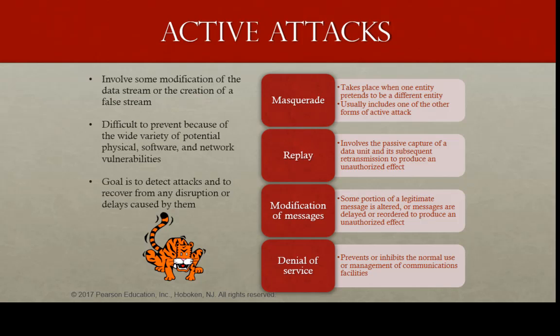Active attacks present the opposite characteristics of passive attacks. Whereas passive attacks are difficult to detect, measures are available to prevent their success. On the other hand, it is quite difficult to prevent active attacks absolutely because of the wide variety of potential physical, software, and network vulnerabilities. Instead, the goal is to detect active attacks and to recover from any disruption or delays caused by them. If the detection has a deterrent effect, it may also contribute to prevention.